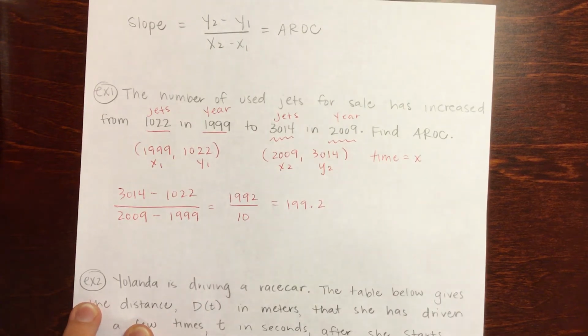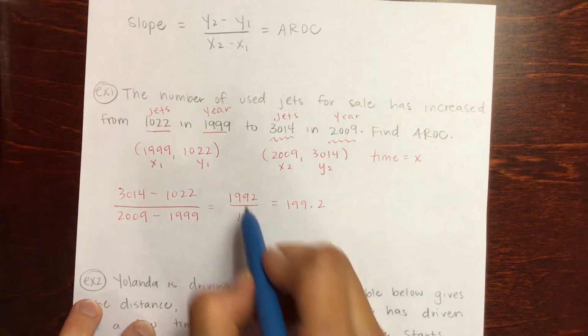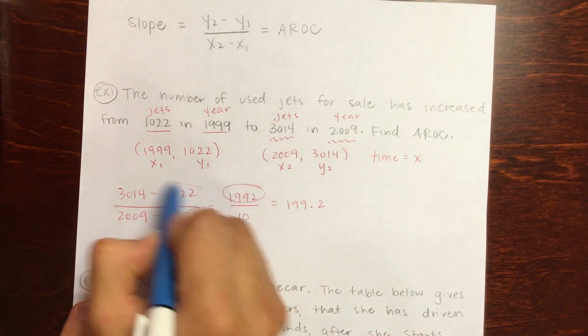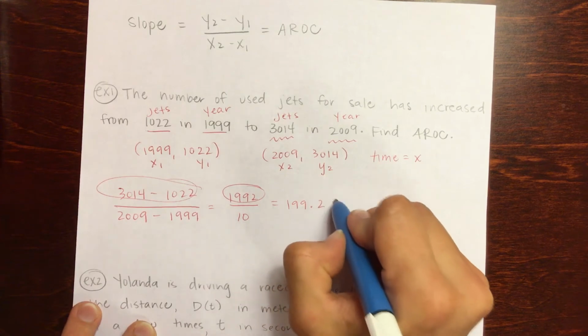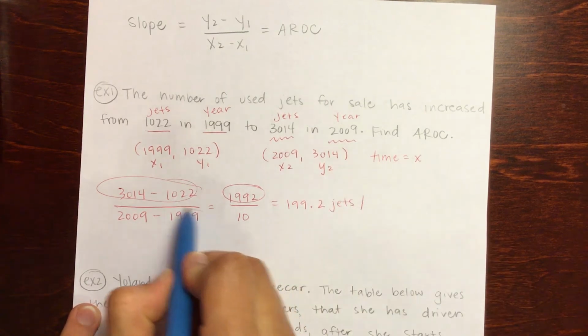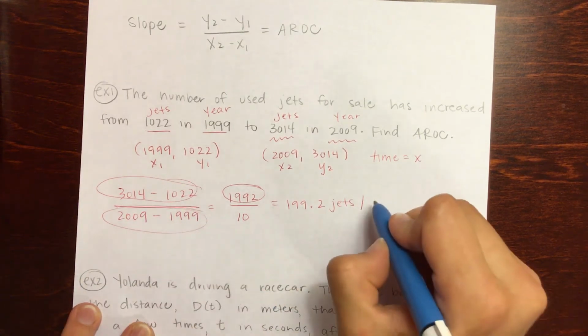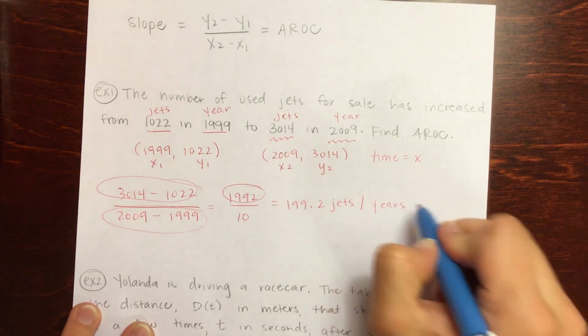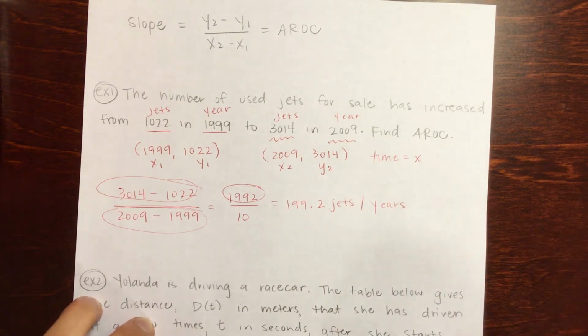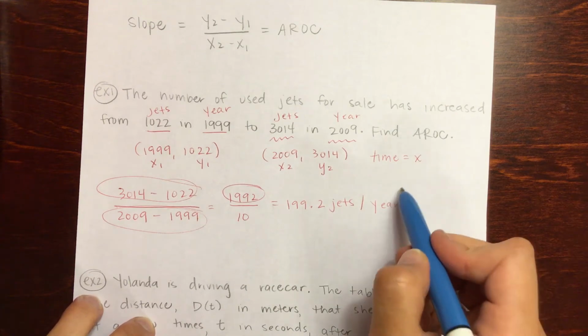I want you to use units here. In a word problem, you should always use units, and the units are going to be, what was this? We're talking about jets. And what was this? We're talking about years. So the average rate of change, the number of used jets for sale increases 199.2 jets each year.